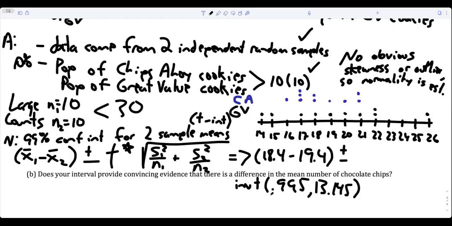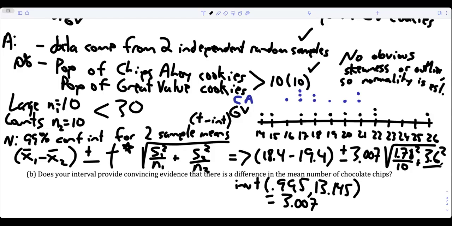Okay, so put this into inverse T. And like I said, we're going to use technology to get that DF because it's combining the two samples together. And you should get 3.007 here. So I've got plus or minus 3.007 and then times the square root. And we've got 1.78 squared over 10 plus 3.6 squared over 10. Okay, so set it up. And then we're going to go to the calculator.